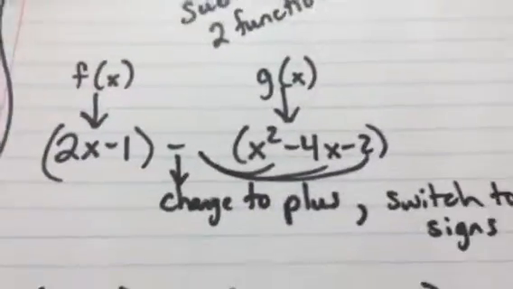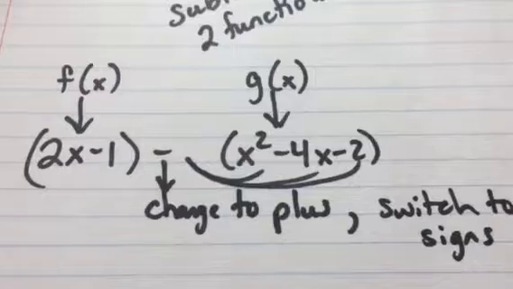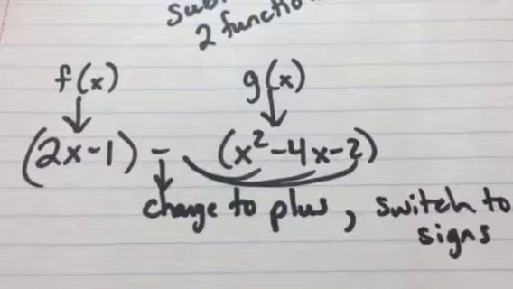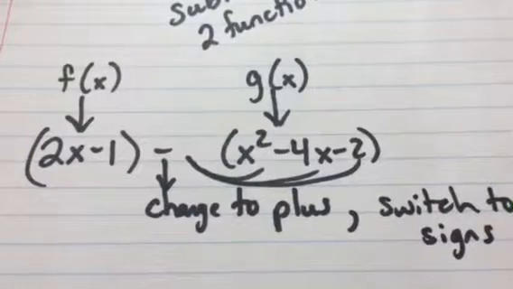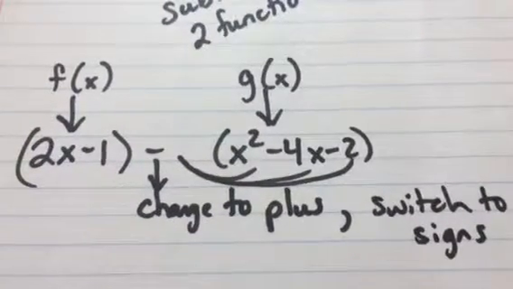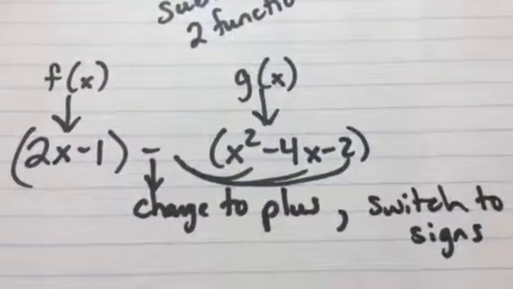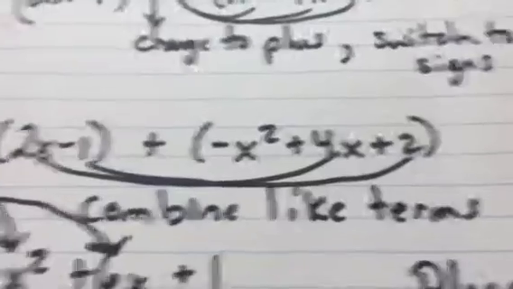So we're going to go through the same steps that we did before. We're going to set up the 2 functions and subtract them. Remember from first semester algebra that when you're subtracting functions, you have to change the subtraction sign to a plus sign, and then you're just going to switch all of the signs in the second set of parentheses to their opposites. So here's what it's going to look like.